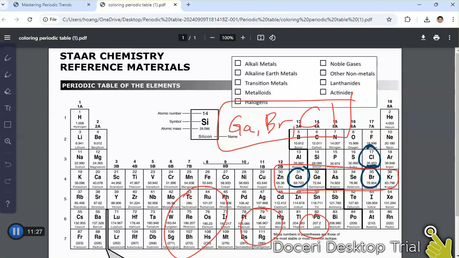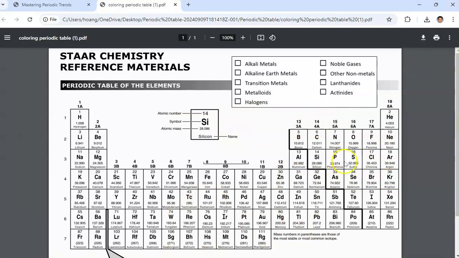So be able to do both ways, okay? Be able to do both ways so that no matter how they ask it on a quiz or a test, you can handle both situations. So practice that. That is the trend for radius. I'll make the next video on ionization and electronegativity. As long as you understand radius, the other 2 trends are going to be a lot easier. And the thing is, you must understand the trend for radius in order for you to understand the other 2 trends.